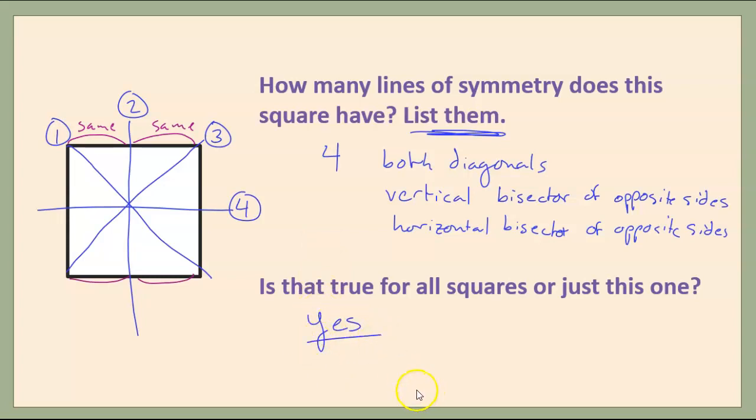This is true for all squares, because a square could be dilated, right? You could make a square bigger, you could make it smaller, and all of these features would still apply. You'd still have these diagonals. They'd still cut it in half. These ones would still cut it in half. So all squares have exactly 4 lines of symmetry.